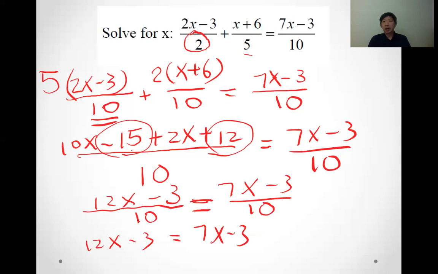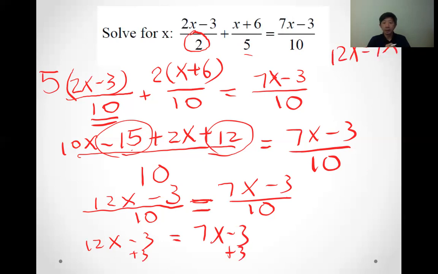The next is I want to get rid of the negative 3. Can I get rid of the negative 3? Yes, I plus 3 and plus 3, right? If I plus 3 for both, what happened? I have a 12x equals 7x.